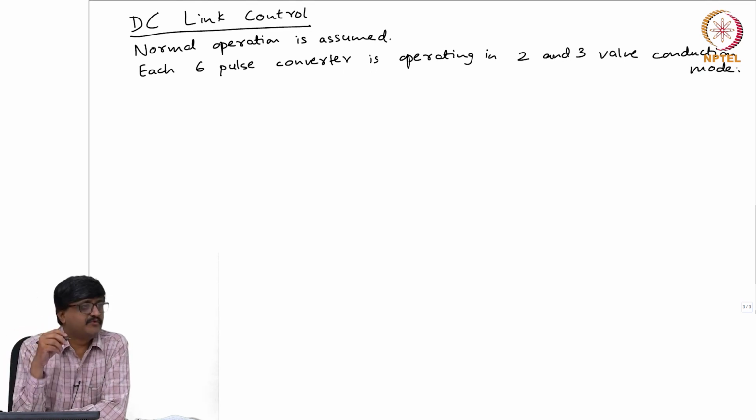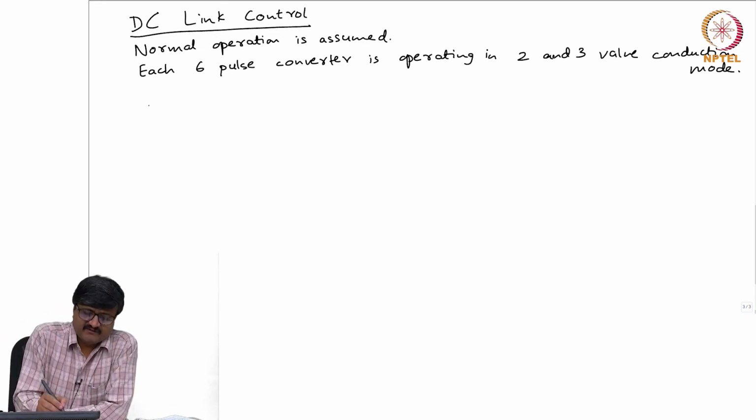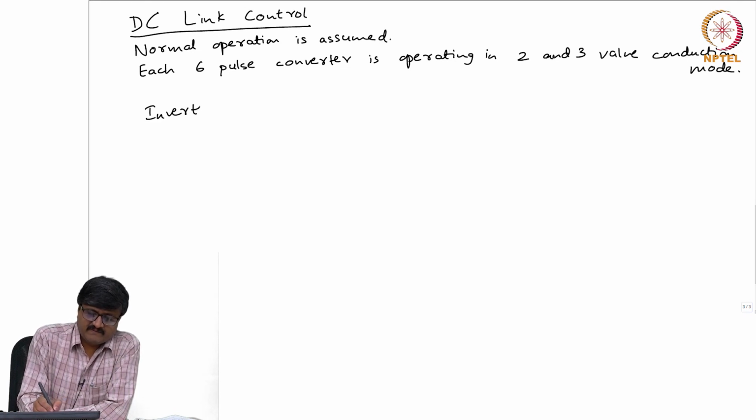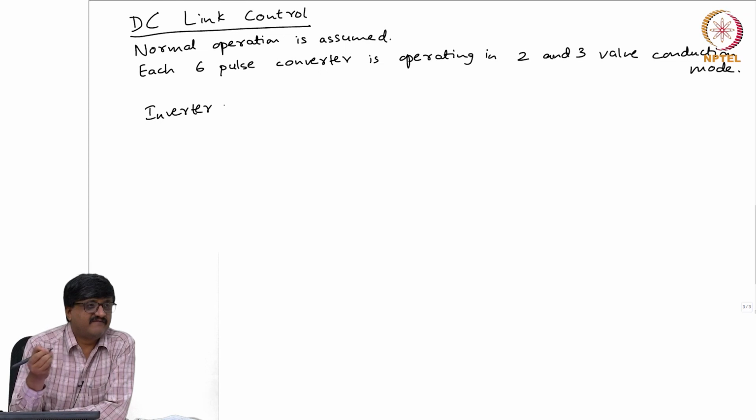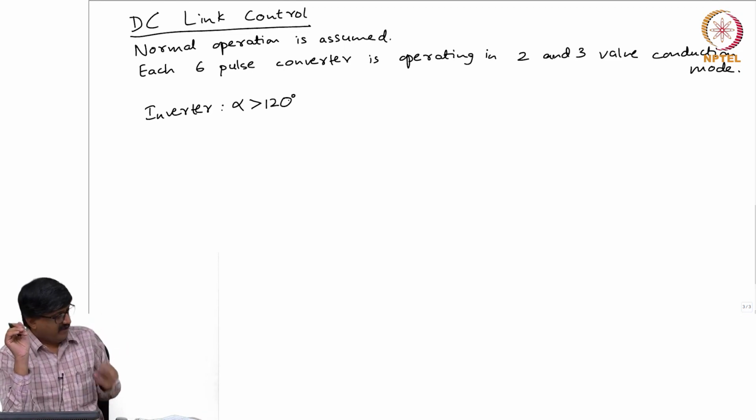And when it comes to one of the sides, that is the inverter side, what is the value of alpha when I say normal operation? It should be greater than 120. In fact, it is far away from 120, it is much greater than 120.